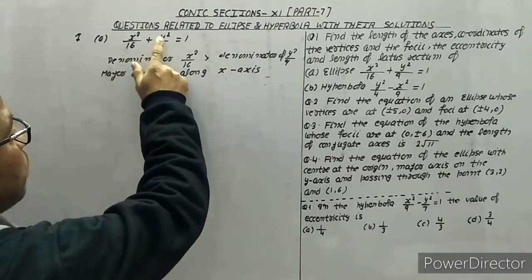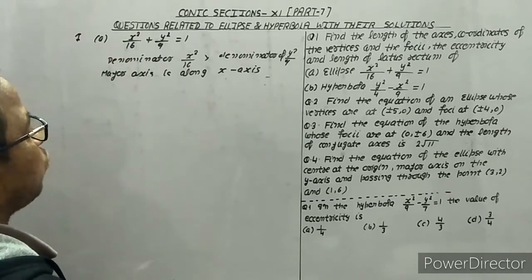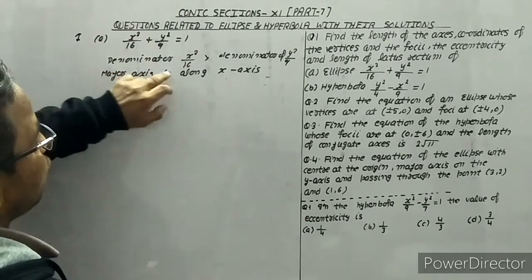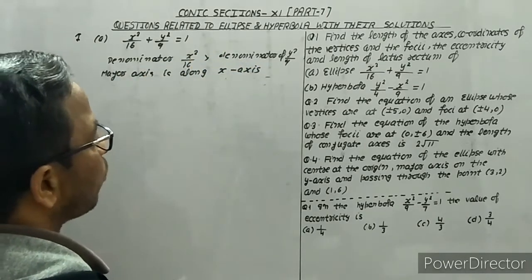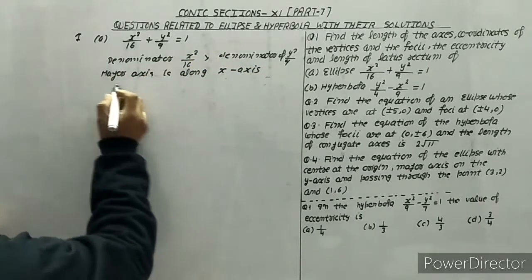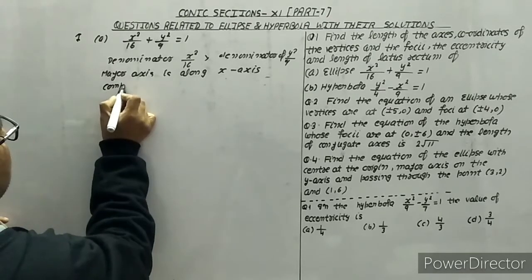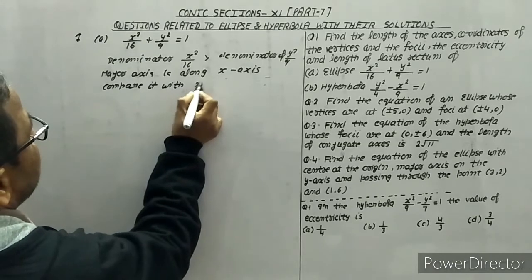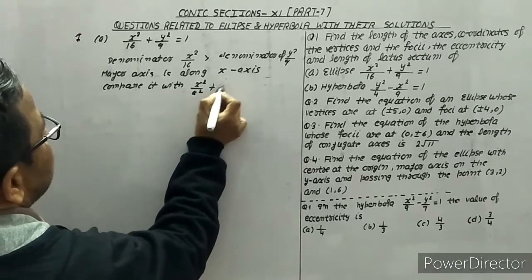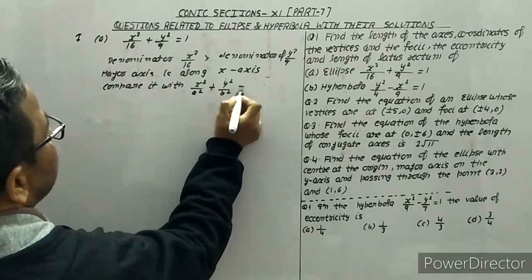So x square upon 16 plus y square upon 9 is equal to 1. Here we can say the denominator of x square upon 16 is greater than the denominator of y square upon 9. So major axis is along x axis. So compare it with x square upon a square plus y square upon b square is equal to 1.